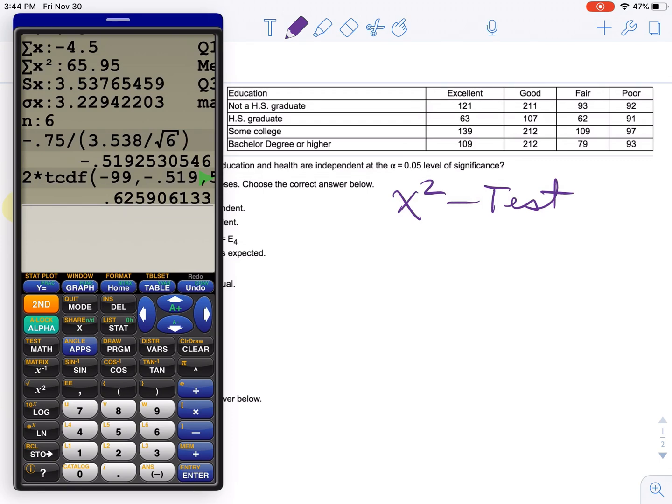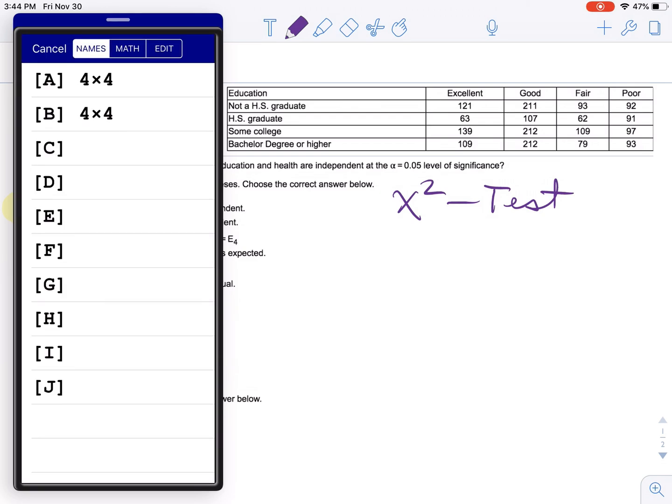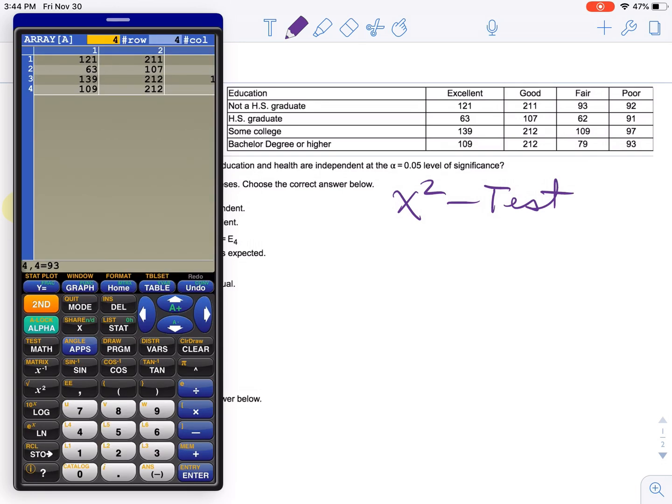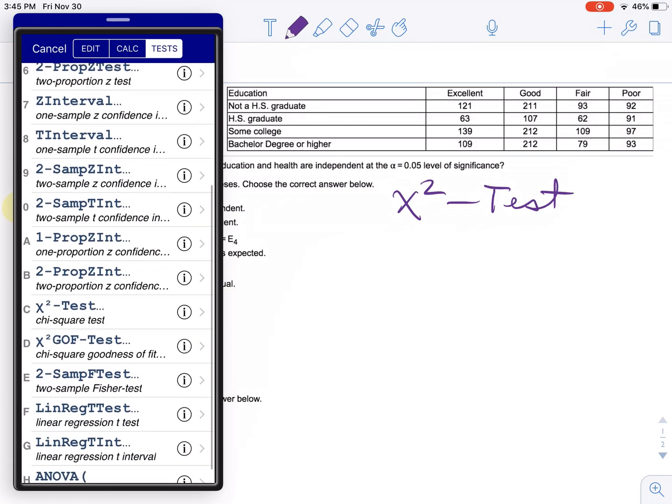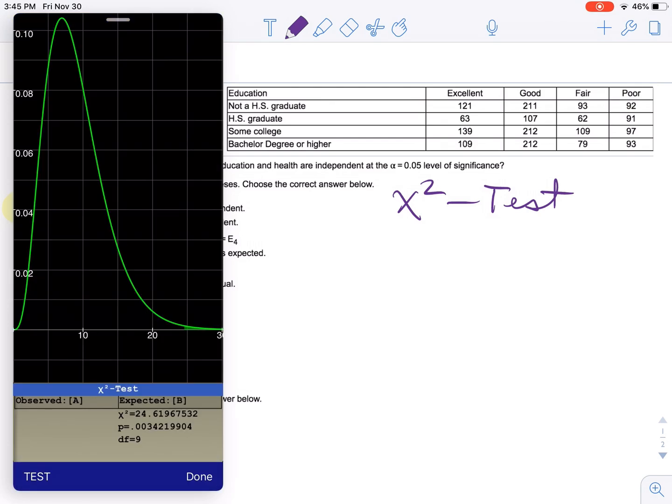So you need to know how to plug in a matrix. You go to second, and then matrix, right here, three buttons down, and then you go to edit and make sure that you have 4 rows and 4 columns. Up here you can change the rows and columns, and then once you get that, you go one by one and plug in the correct values. So we have all the correct values, 91, 97, 93. And then once you do that, you go to stat, test, chi-squared test, which is right there in the middle.